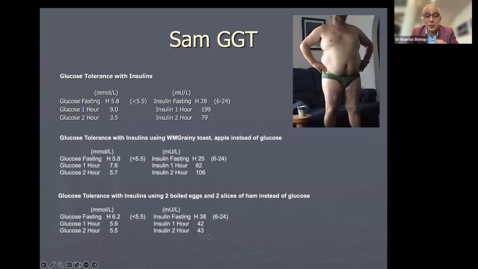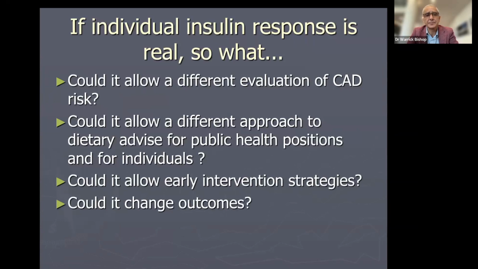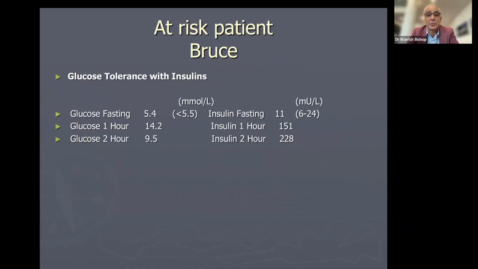And this is, I think, a really important understanding, particularly if we start to put into our reckoning that exposure to insulin, or total exposure to insulin, is problematic. With the low carb option, his exposure to insulin is markedly reduced. So by starting to understand this, could we evaluate coronary artery disease differently? Could we advise public health people differently? Could we intervene with different strategies, and hopefully could we change outcomes? Well, one would hope so.